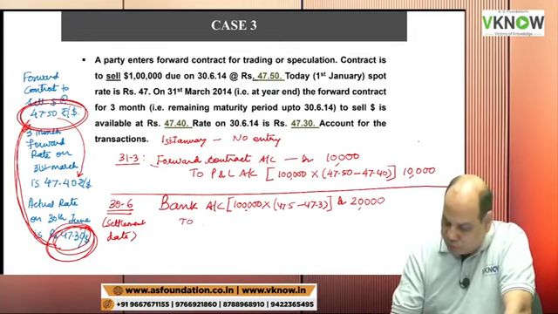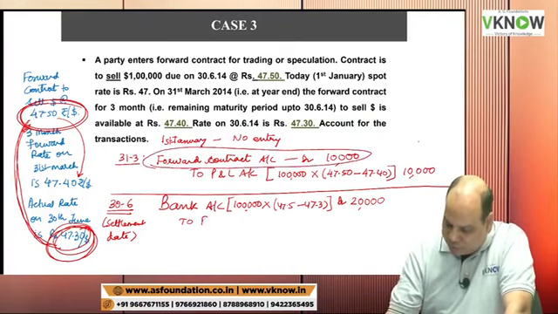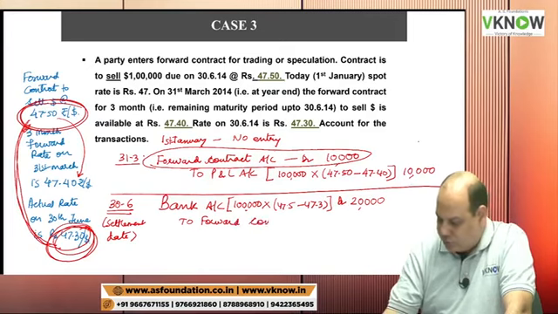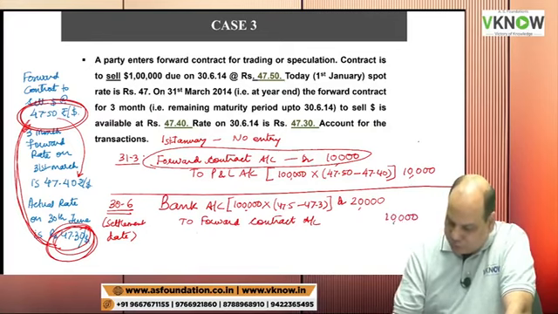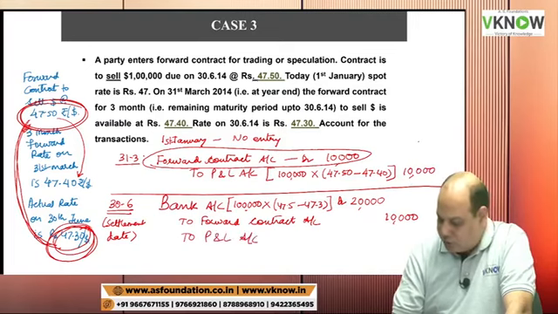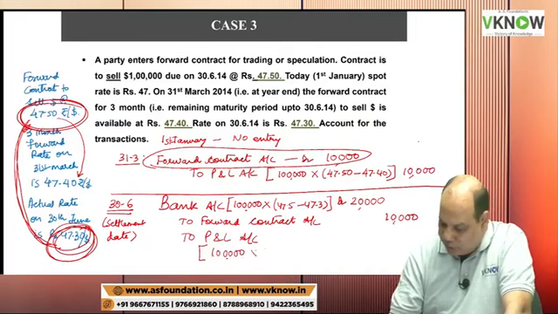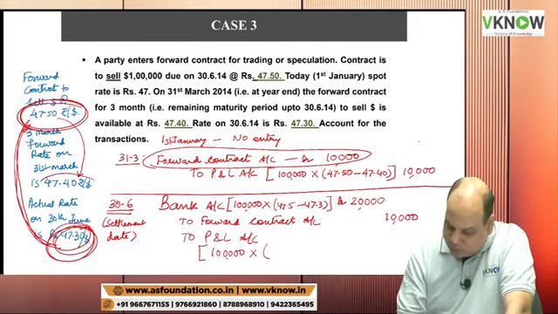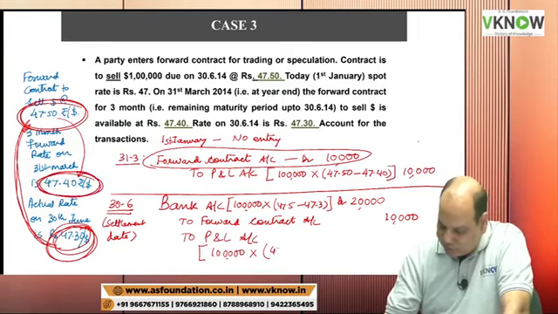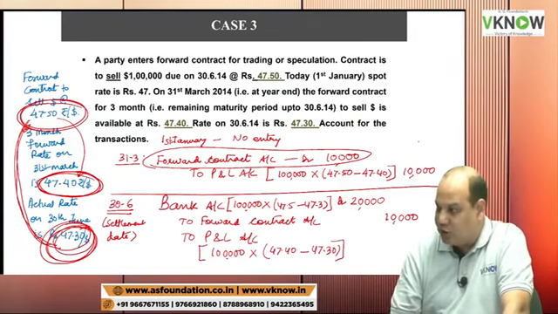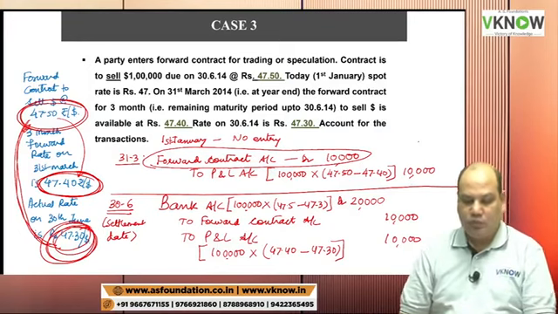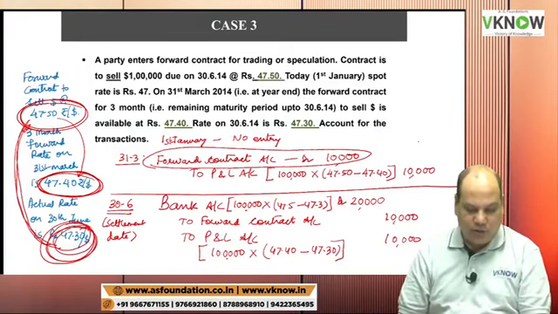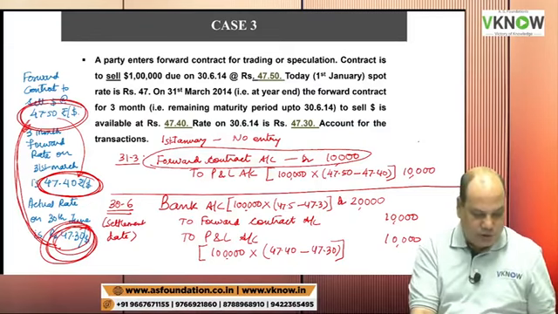and I will close this forward contract account by crediting it, reverse it to forward contract, 10,000, and to P&L account this year I will recognize a profit of 1 lakh into the difference between 31st March rate and today's rate. Total gain is 20,000. 10,000 was recognized in last year and 10,000 is recognized in current year because of the exchange rate movement.